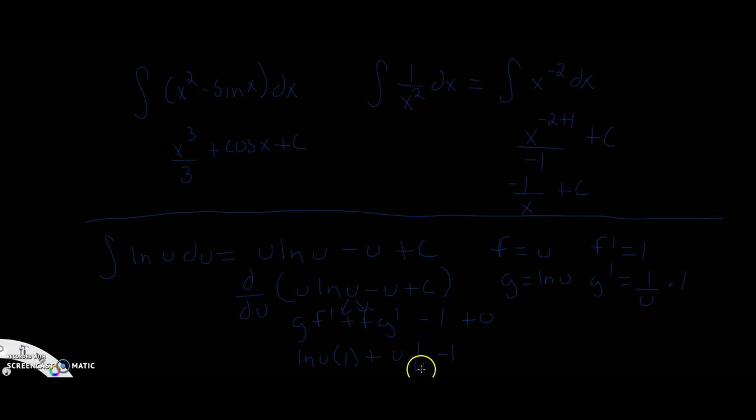Now u divided by u is 1. So we get ln of u plus 1 minus 1, which is just ln of u, which is check, what we had originally up here. Okay, please give me a second while I try to clear this canvas.